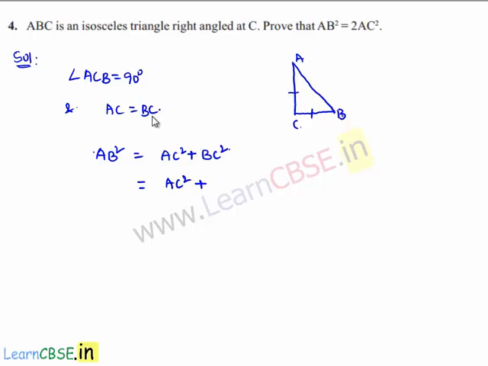And now BC can be replaced by AC, as AC is equal to BC. So this will be AC square. Now AC square plus AC square is nothing but 2AC square. So finally we got that AB square is equal to 2 times AC square. This is what the required proof for us.